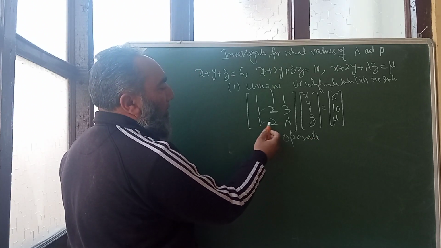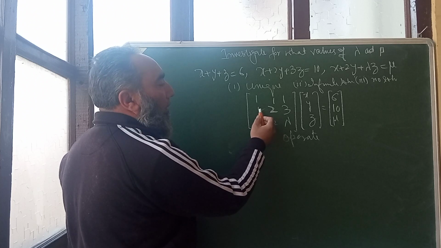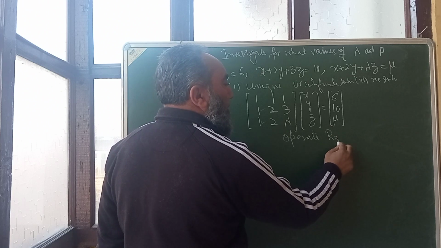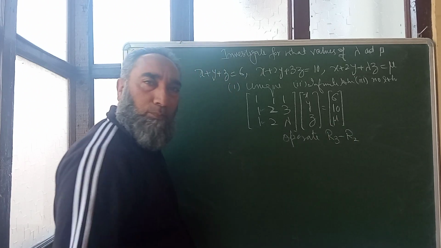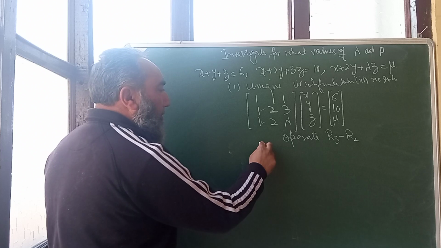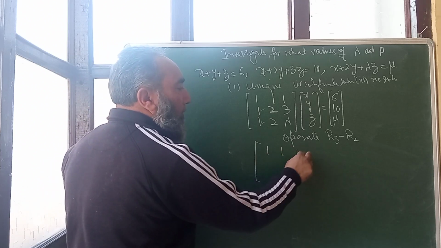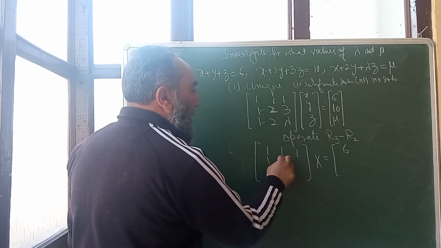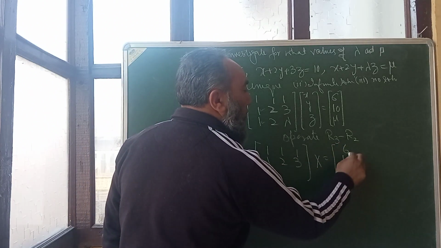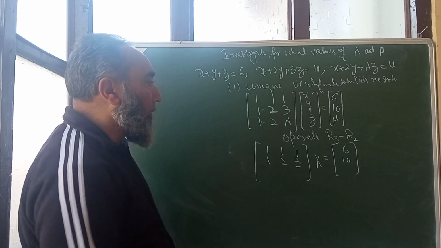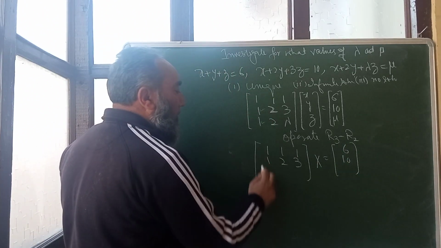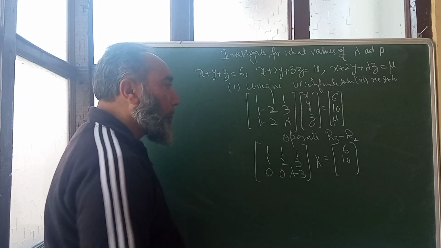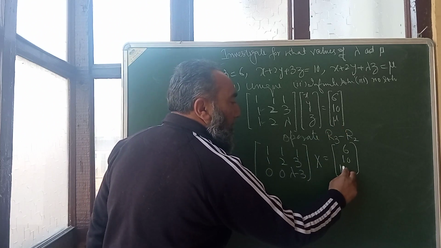See, I can make this 1, 2. Here again this is 1, 2. Let me operate like this, operating row 3 minus row 2. What is that? 1, 1, 1, this is x, this is 6. I have not done anything with regard to row 1 and row 2. Now I am operating row 3 minus row 2. 1 minus 1 is 0, 2 minus 2 is 0, and lambda minus 3, and it will be mu minus 10.